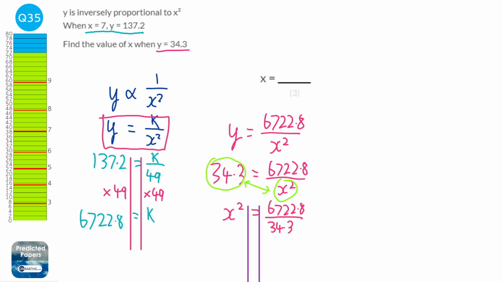And then we want to solve it. So get our lines in, square root both sides. And when you square root, that fraction equals 196. Square root it, it will equal 14. So our answer is x equals 14.